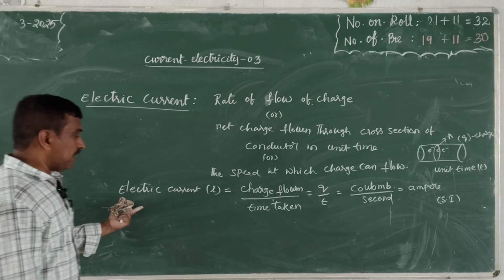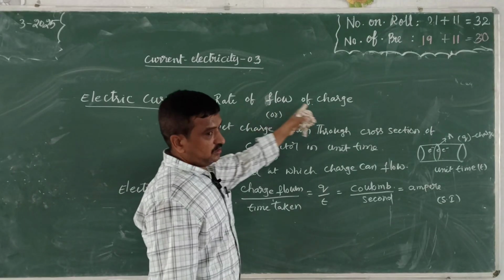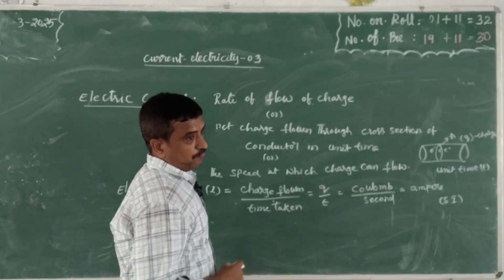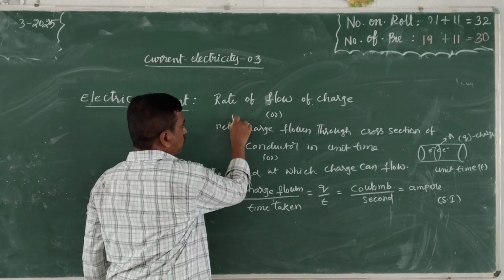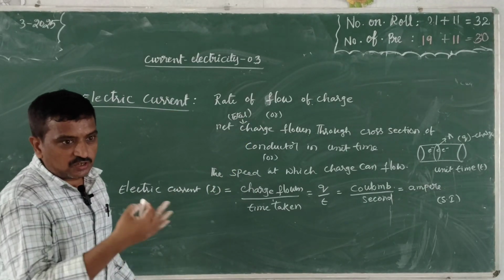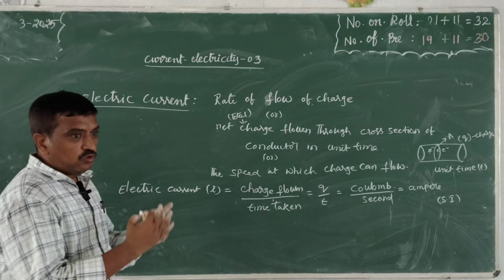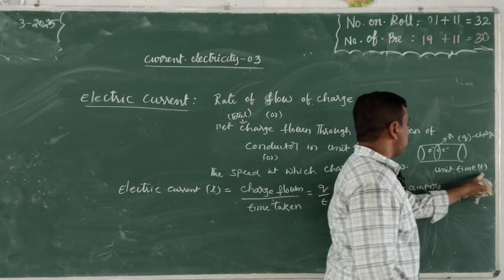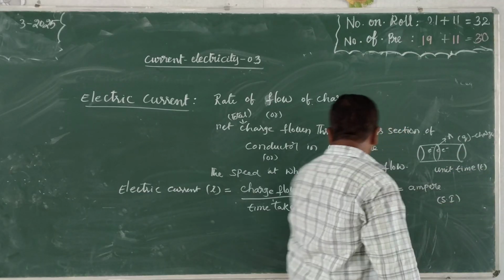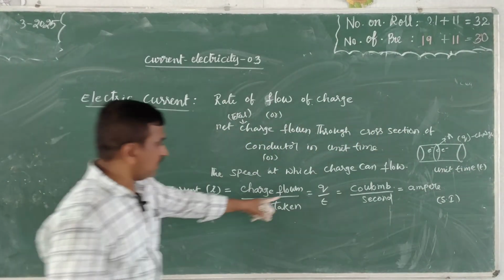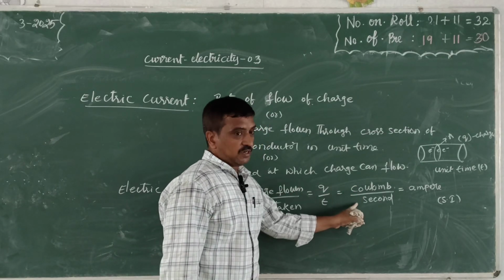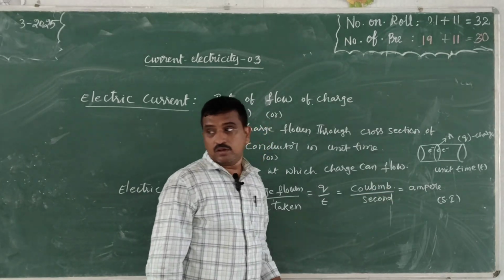See here, electric current means rate of flow of charge or net charge flown through cross section of a conductor in unit time. Net charge means here total charge. Total charge passes through cross section of a conductor in unit time. In unit time, means in t time, how much charge passes through this cross section? Q charge. So charge by time, we call it as electric current. That only we write here, charge flown by time taken, q by t. Charge in coulomb, time in second. Coulomb per second we call it as ampere in SI system.